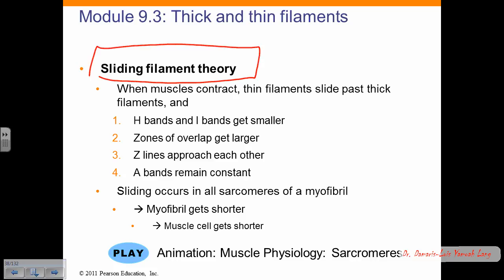Sliding filament theory. So what happens? The thin filament will slide past the thick filament. That's what I was telling you. So remember, if that is happening, there will be an increase in overlapping. Therefore, the H band and I band become smaller. Remember we talked about the parts of the sarcomere. Because there's increased overlapping going on, the Z lines will get close to each other because of the overlap. The A band is the size of the myosin, whether there's overlap or not, so that doesn't change. Remember we talked about that.